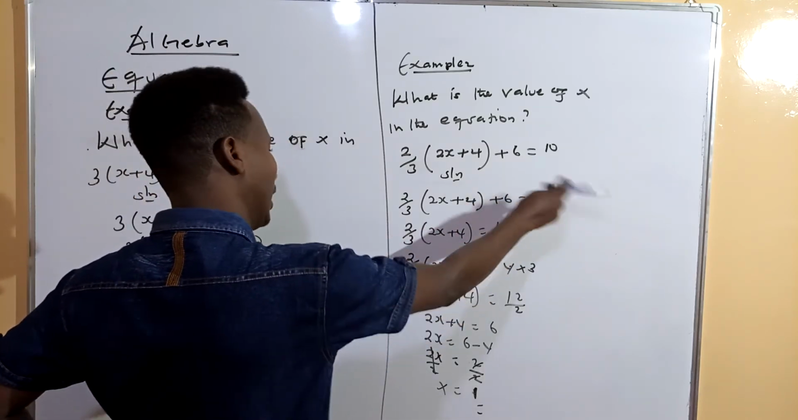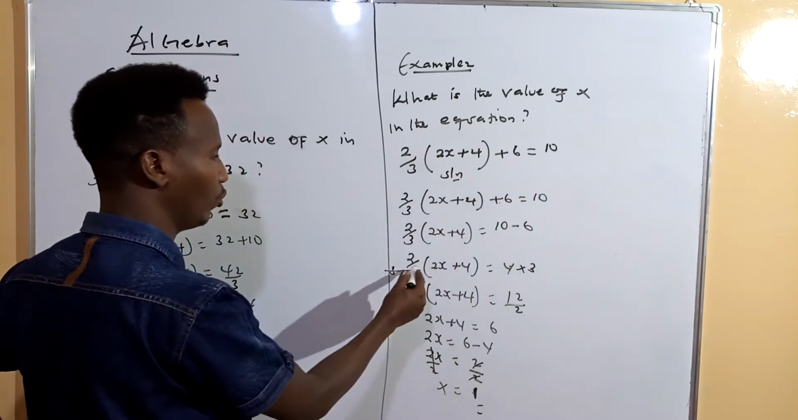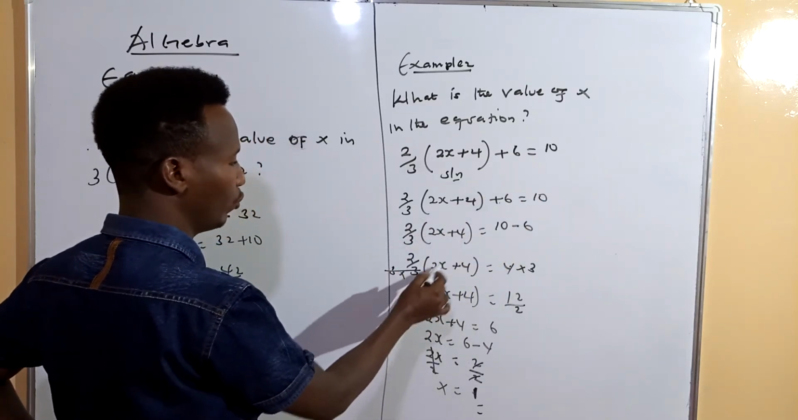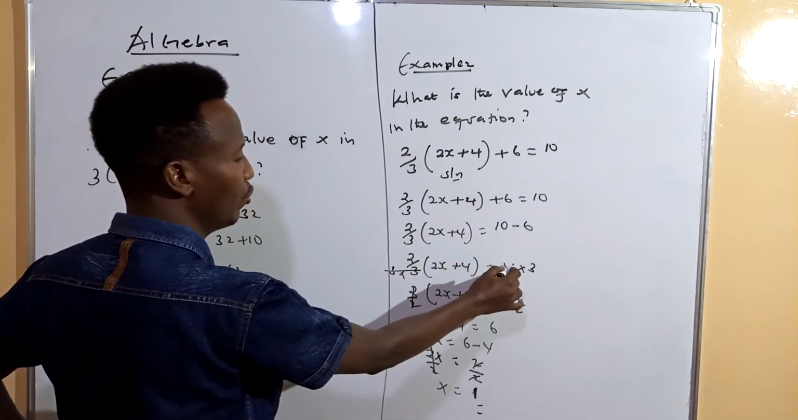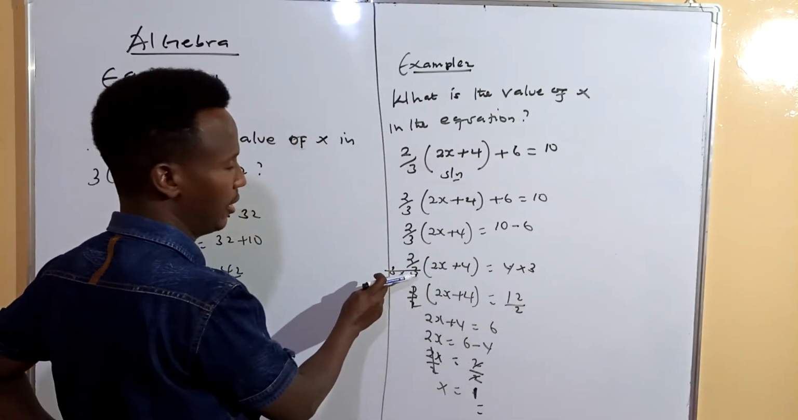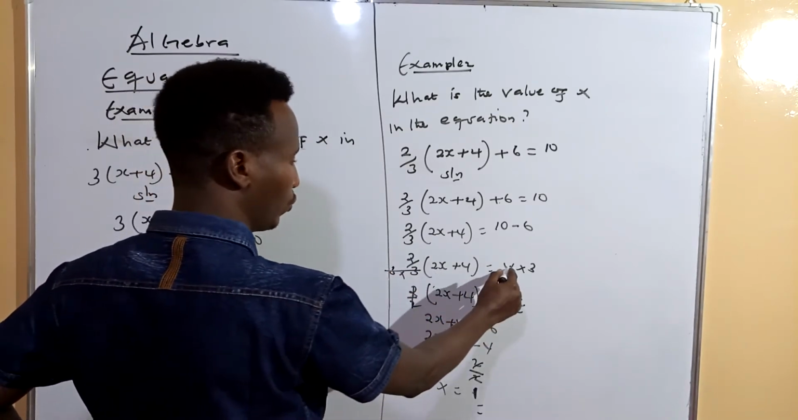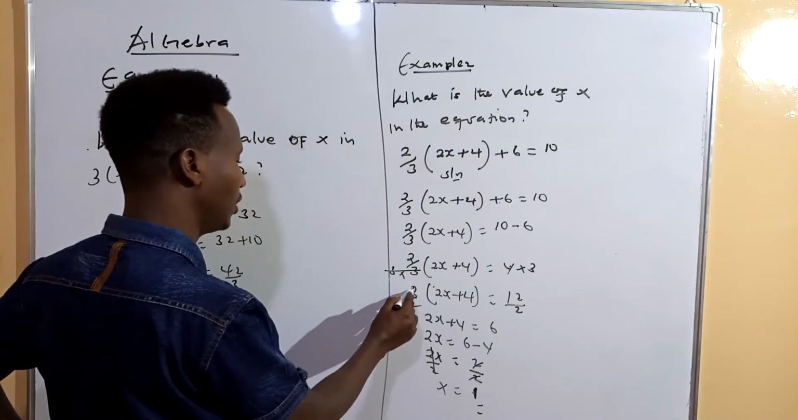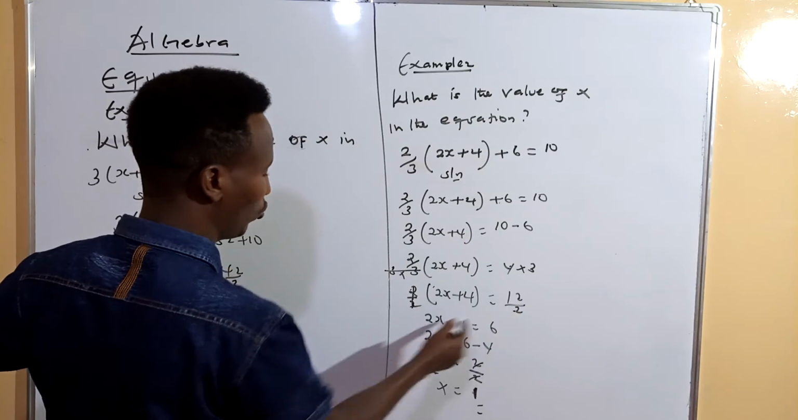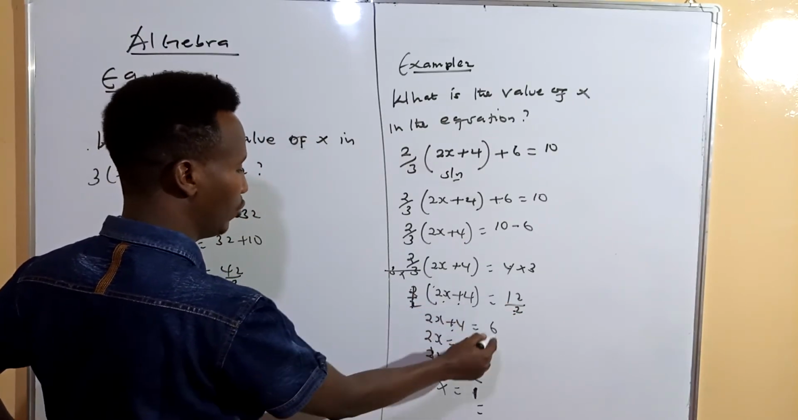Collect the like terms. You'll have 2 out of 3 into 2x plus 4 is equal to 10 minus 6. So you'll have 2 out of 3 into 2x plus 4 is equal to 4. Then I'm going to enter the 3. Instead of saying this times this plus this, don't waste your time. Divide both sides by 2 into 3. We'll have to cancel again. In my case, 2x plus 4 is equal to 12, divided by 2, which is 6.